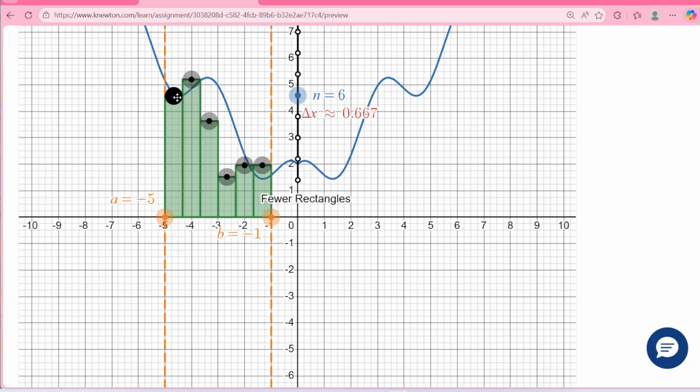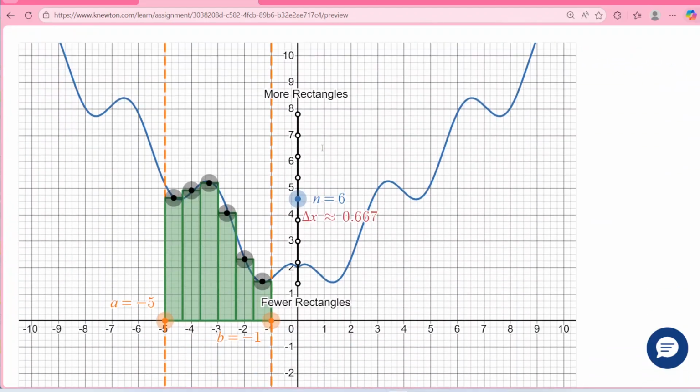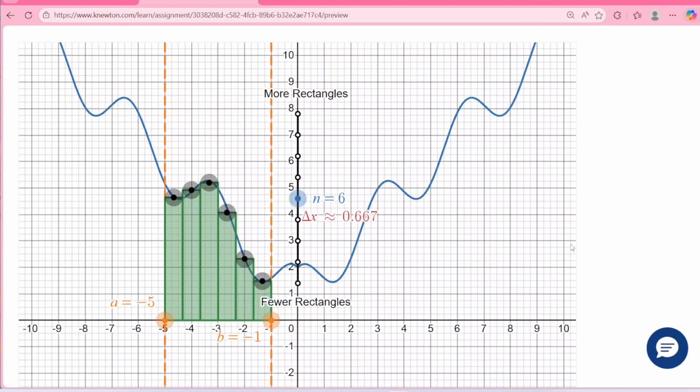Again, I'm going to move these so that the midpoint values are on the curve as best I can. That's not good. It's better. So the black dots on the curve. And that looks pretty decent. 6 rectangles like they asked for. Great. This should be good. All right, cool.